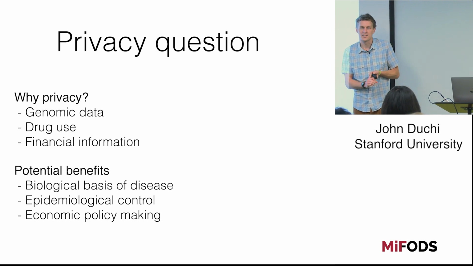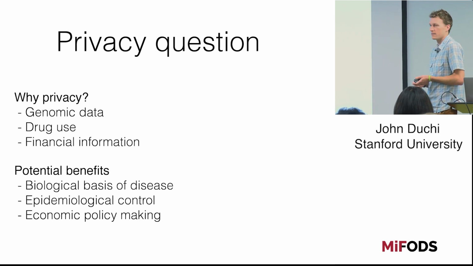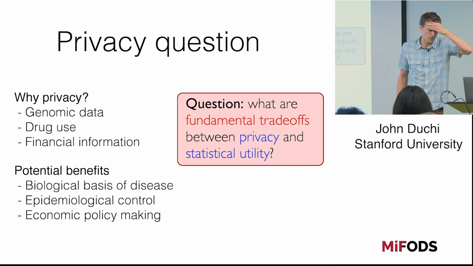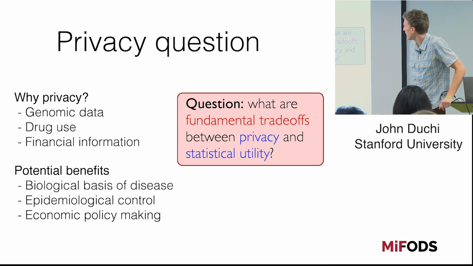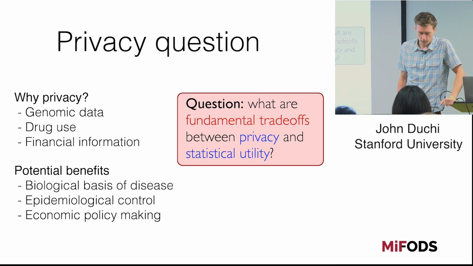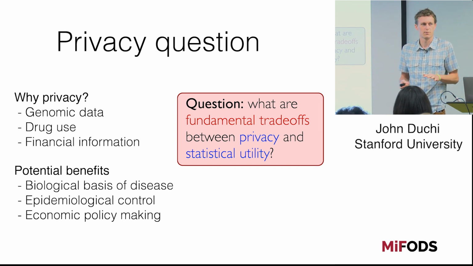Maybe we infer things about biological bases of disease. Maybe we get better epidemiological control. Maybe we can get better economic policy making. And so the questions I want to start poking at in this talk are along the lines of: what are the fundamental trade-offs between privacy and statistical utility? How do we understand them and how do we trade off between them? I've been doing work on this for a couple of years now, and I'll go into depth on one or two things, but I also want to give an overview of some of the different directions here and introduce you to the basic concepts in privacy in case you haven't seen them.